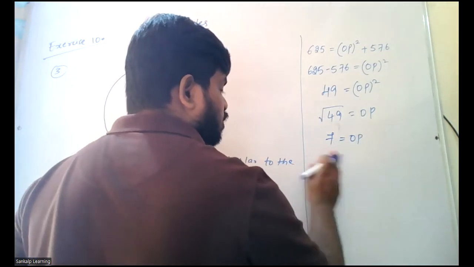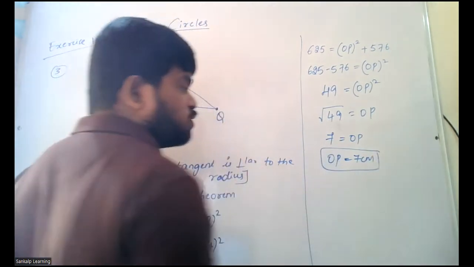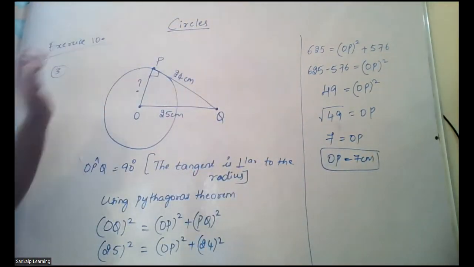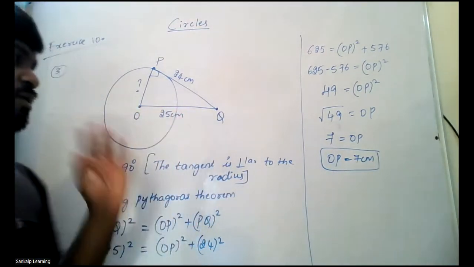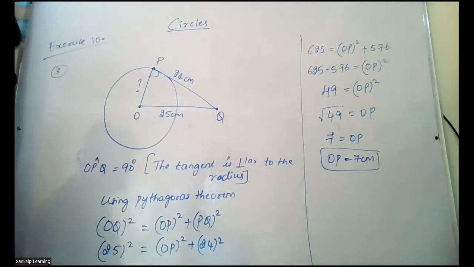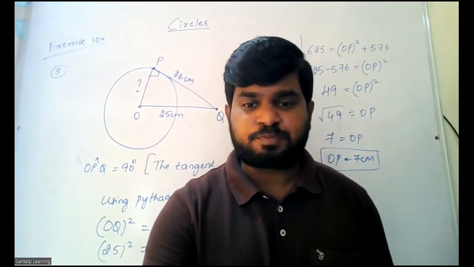Therefore, OP is equal to 7 centimeter. What is OP? OP is the radius of the circle. Therefore, what is the radius of this circle? That was the question, right? The radius of this circle is 7 centimeter. Okay. So let's get into the next problem, students.